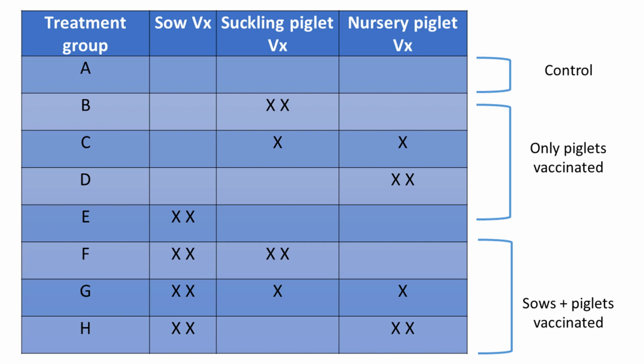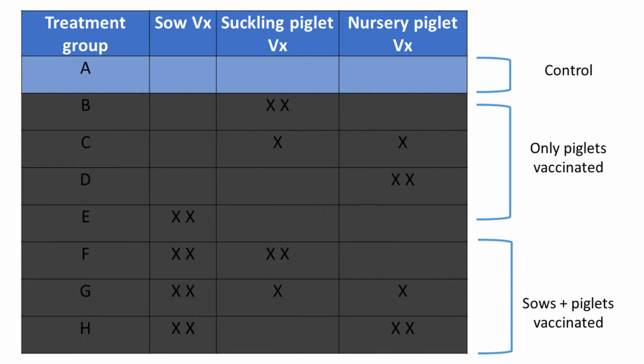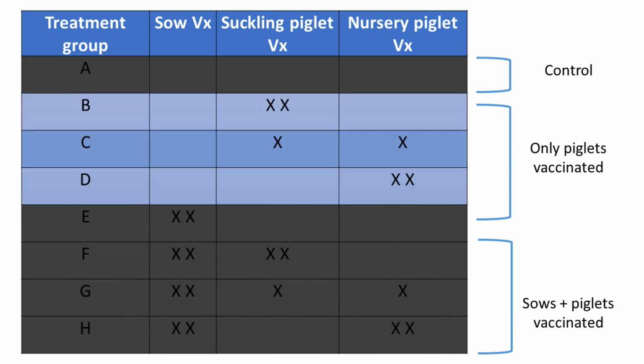So there were 8 different treatment groups because, again, we included those sow vaccinations. Our treatment group A here was just the control, no sows or piglets vaccinated. For treatment groups B through D, again, those sows were not vaccinated. However, those piglets received either 2 doses in the farrowing room, 1 dose in the farrowing room and 1 in the nursery site, or both vaccines in the nursery site.